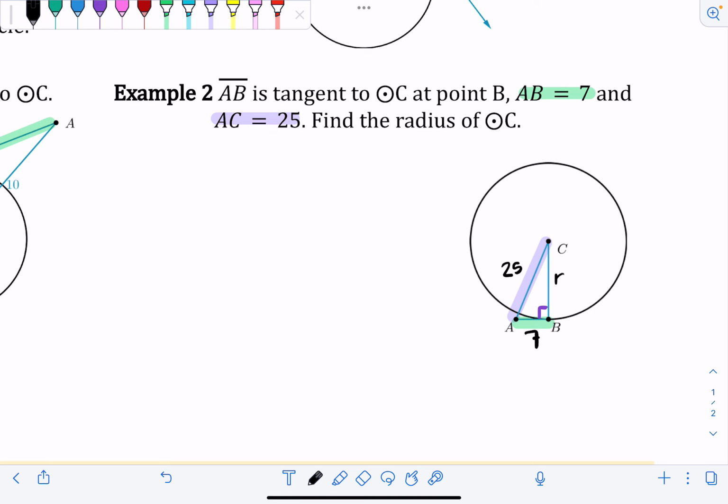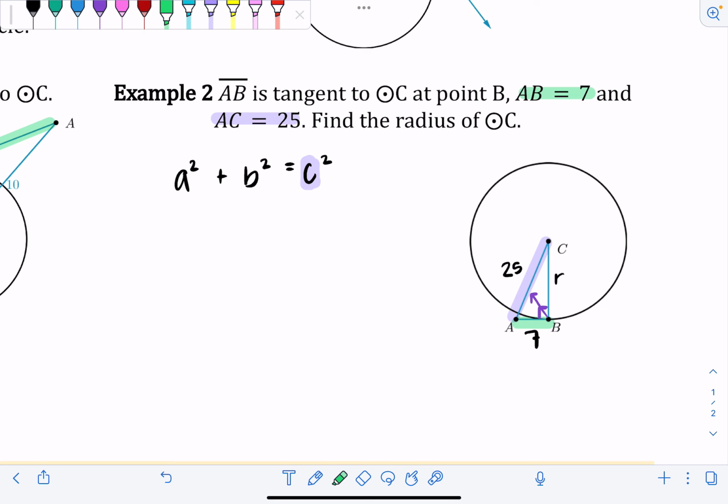So if we have a right triangle and we're missing one of the sides, in this case we're missing that radius, we can also use Pythagorean theorem to solve for a missing side, not just confirm that it's a right triangle. So again, Pythagorean theorem is a squared plus b squared equals c squared, where a and b are the legs, c is the hypotenuse. Remember that the hypotenuse is always the longest side and it's always opposite the right angle. So the hypotenuse is going to be 25. We'll put that in for C.